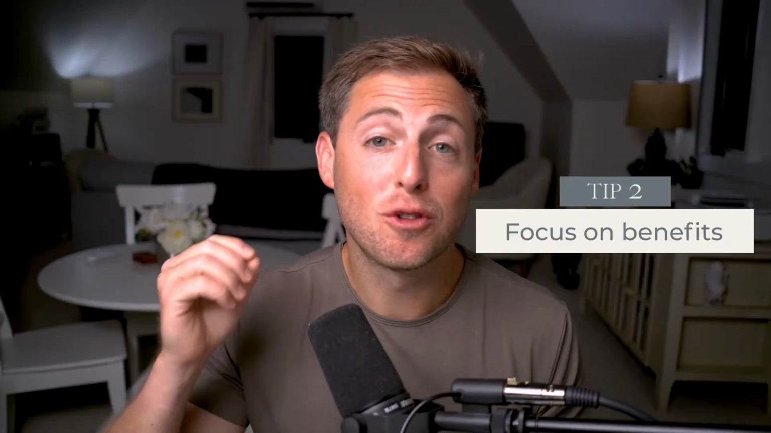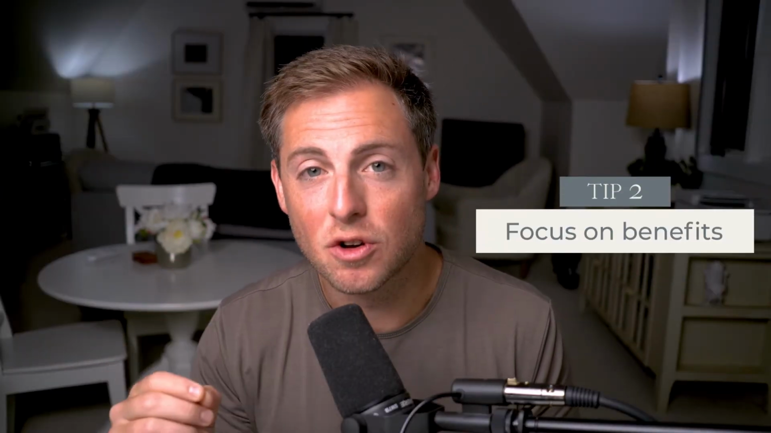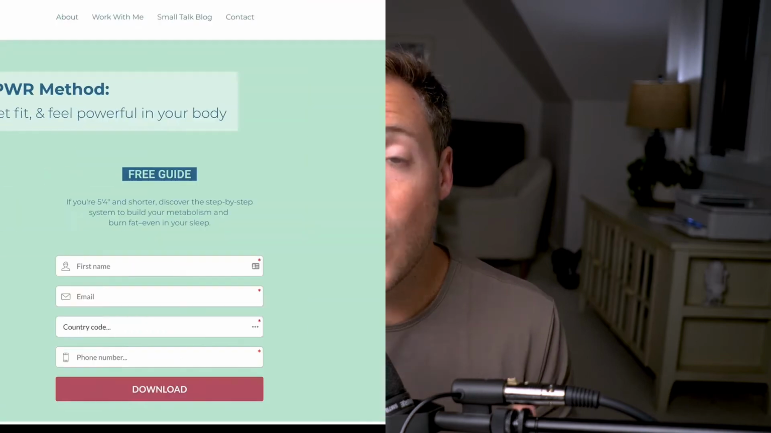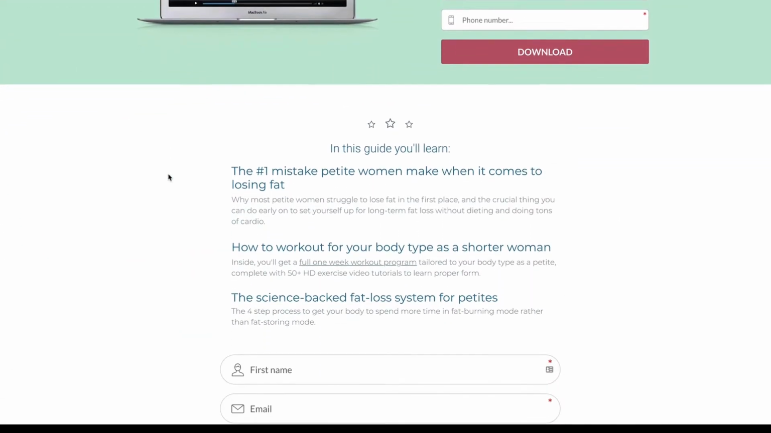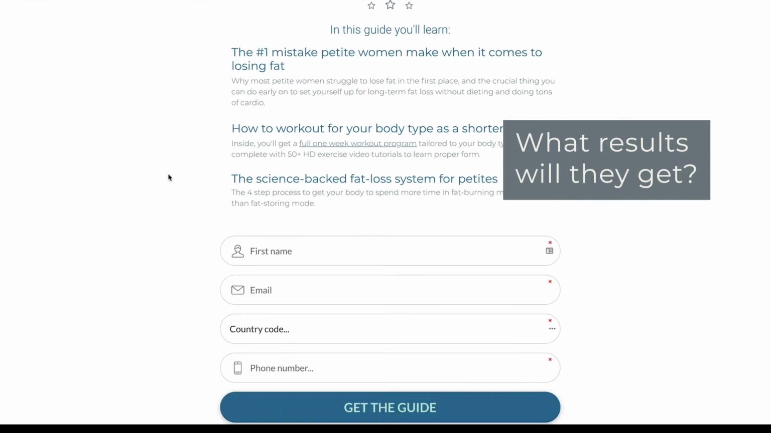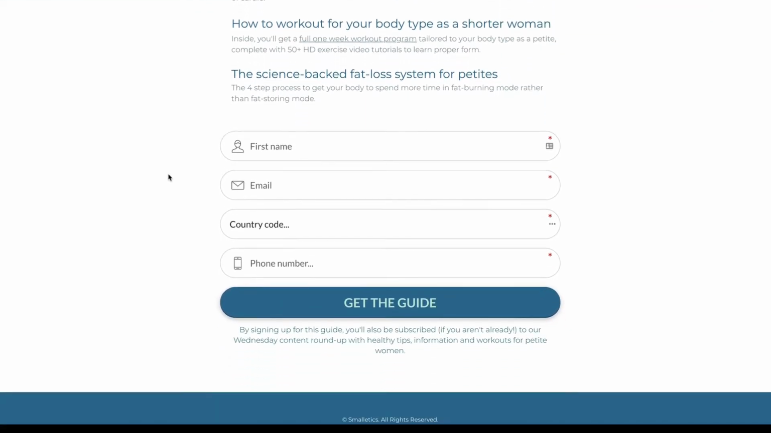Tip number 2, focus on benefits, not features. It's important that people understand what it is that they're downloading, what it is that they're getting, but it's even more important that they understand the transformation that you're offering them. So focus on benefits over features. What is it that your freebie or your opt-in is going to enable people to do? What sort of result are people going to get by implementing your content? If you struggle with this, try the so that test.